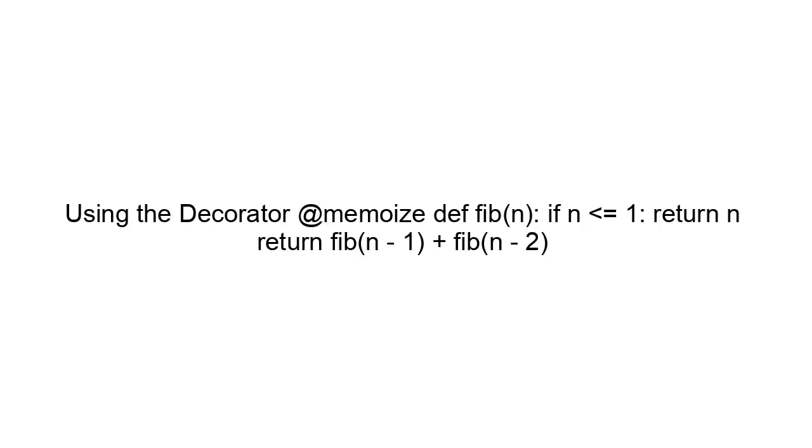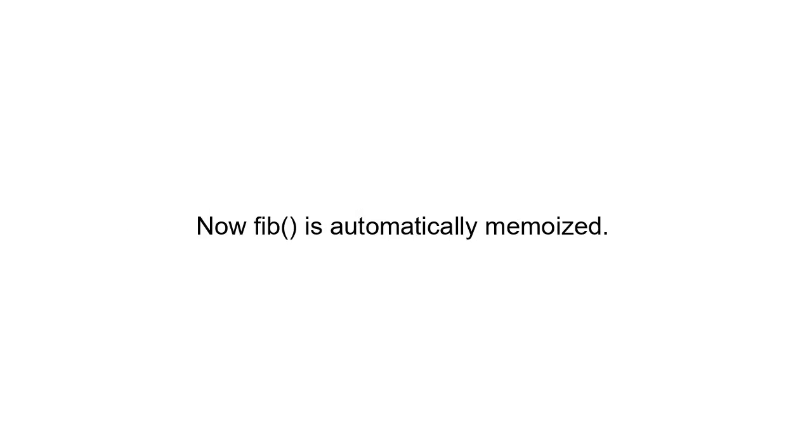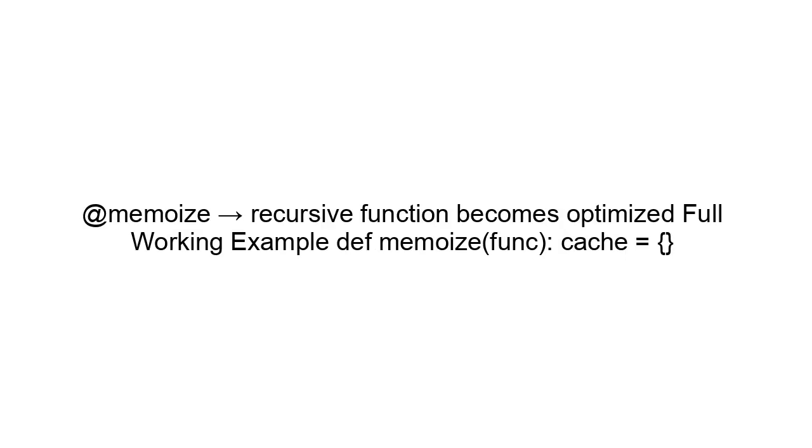Using the decorator: @memoize def fib(n): if n <= 1, return n. Return fib(n-1) + fib(n-2). Now, fib is automatically memoized. Example concept: @memoize means the recursive function becomes optimized.